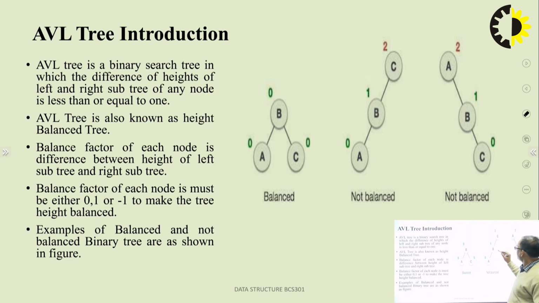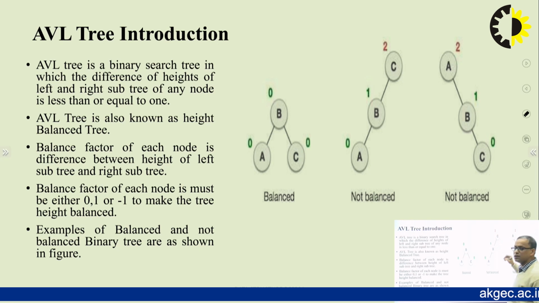Now let us see this particular tree. Here the root node is C. B is the left child of C and A is the left child of B. In this case, the balance factor of A is 0 because there is no left child and no right child of A. The balance factor of B is 1 because on the left side there is one node and on the right side of B there is no node. So left minus right will be 1. Again, when we calculate the balance factor of C, in the left of C there are two nodes, so the height is 1, 2. And in the right of C, there is no node.